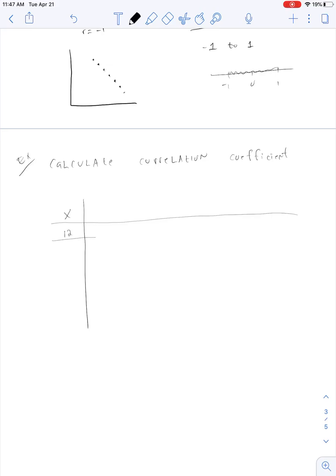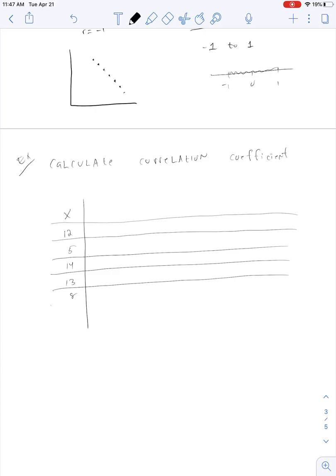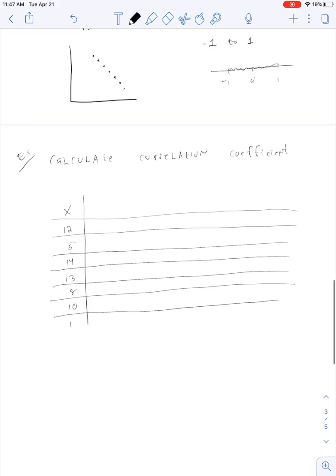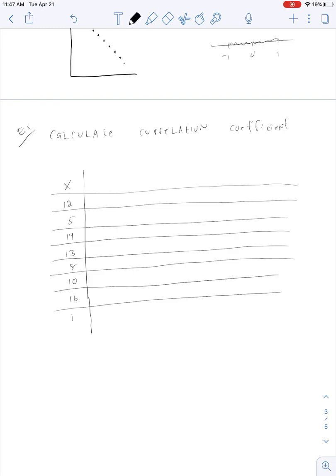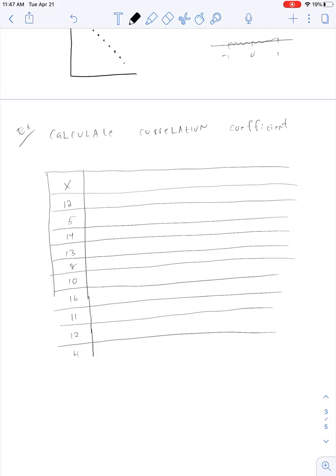Our x values consist of 12, 5, 14, 13, 8, 10, 16, 11, 12, and 4. All right, those were our x values.